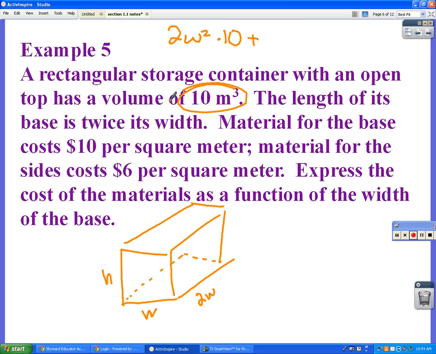Well, let's solve it. We know that the volume of this is 10. How do you find the volume of this thing? All of them multiply together. So h times w times 2w, and that's going to equal 10. So 2w squared h equals 10. So what does h equal? 5 over w squared. Yes, just divide both sides by 2w squared.